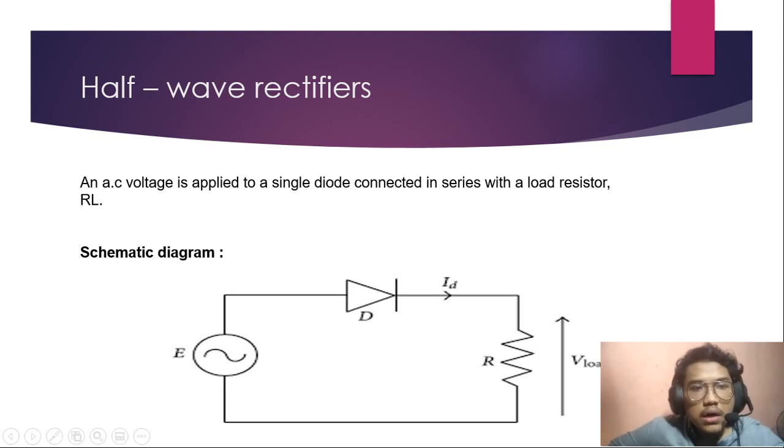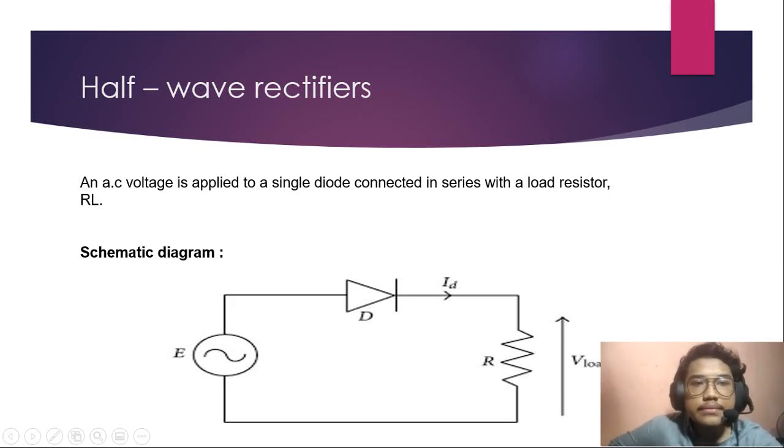The first one is half wave rectifiers. An AC voltage is applied to a single diode connected in series with a load resistor RL. The schematic diagram shows one diode and one load resistor RL connected in a series circuit.